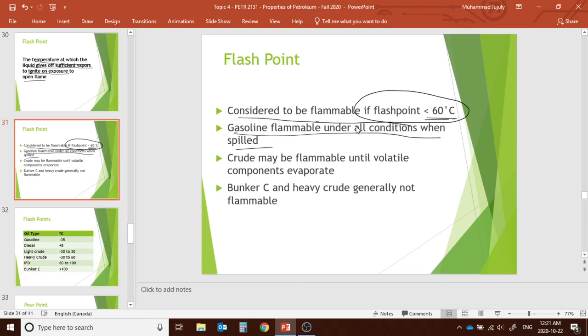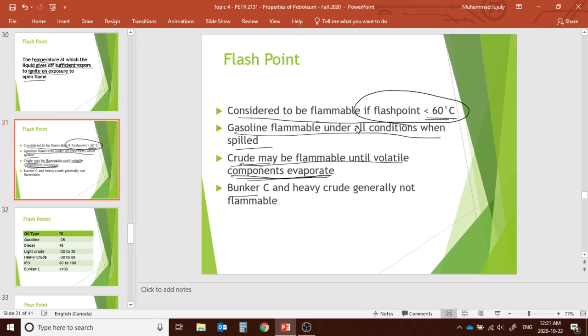For instance, if there is an oil spill and a spark happens by any chance, there could be a disaster. The crude oil may be flammable until the VOC evaporates. After the VOC evaporates, the most flammable part would be gone. After that, only the thick and sluggish portion will be present, and that would not be flammable, and the flash point would be higher, so that is safer. But until the components have evaporated, it could be very dangerous.